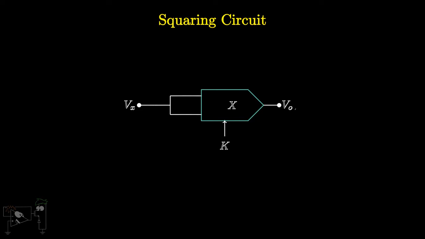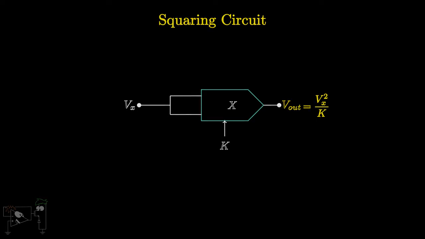As the name suggests, we want to generate the square of a given signal. As squaring is the same as multiplying a quantity with itself, if we feed the same signal Vx to both the inputs of a multiplier, then the output will be proportional to the square of the signal. If the scaling factor is k, the output will be Vx squared by k.